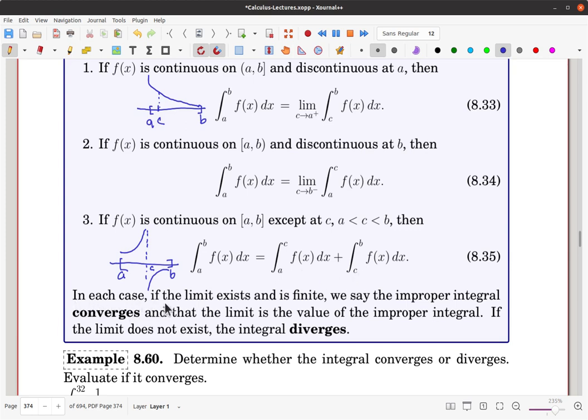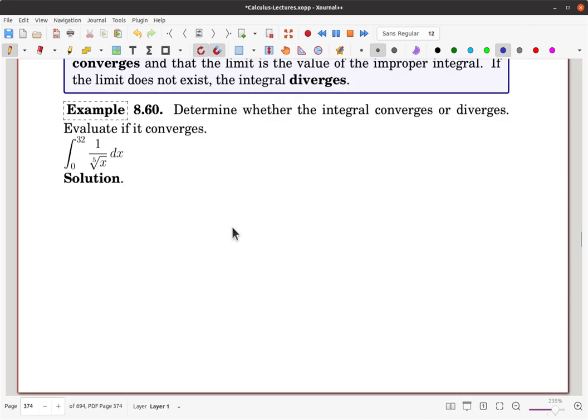In each case, if the limit exists and is finite, then we say the improper integral converges, and that the limit is the value of the improper integral. If the limit doesn't exist, the integral diverges. Okay, let's try to solve some examples.